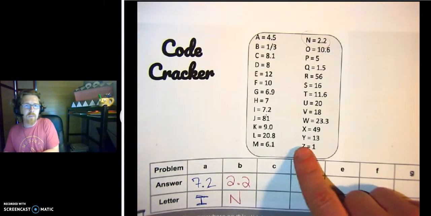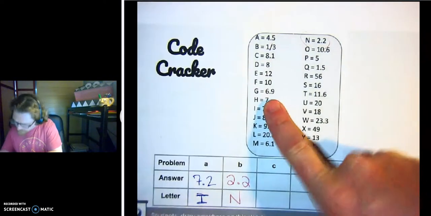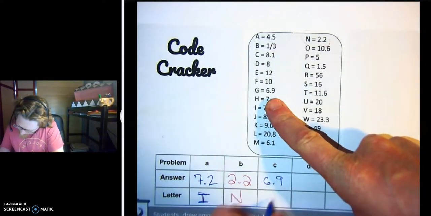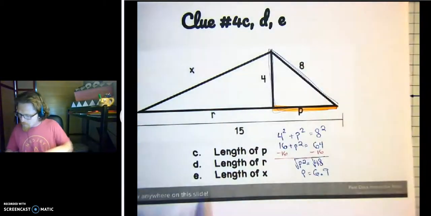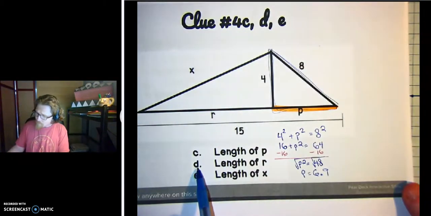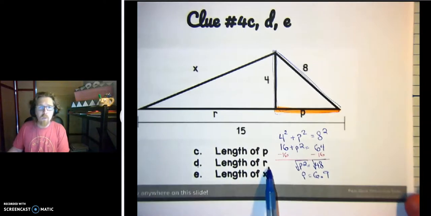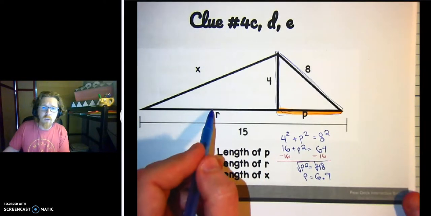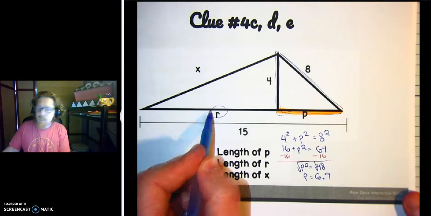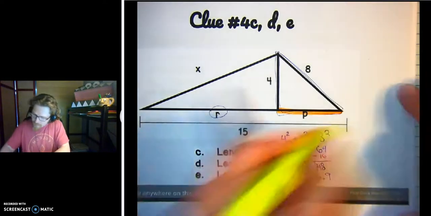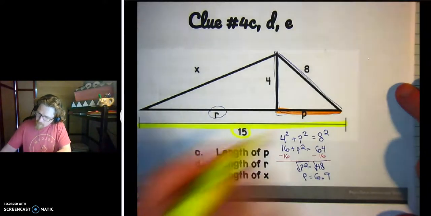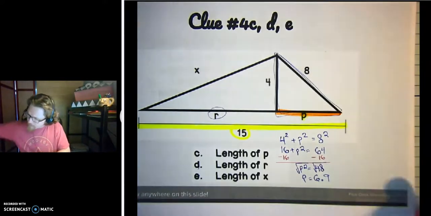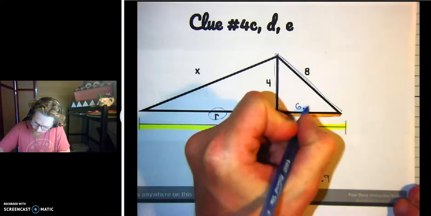I find 6.9 on here. It looks like 6.9 is associated with the letter G. Moving on, D, length of R. Well, look where R is. R is right here. Now we know that the entirety from this end to this end is 15, and we now know that P is 6.9.